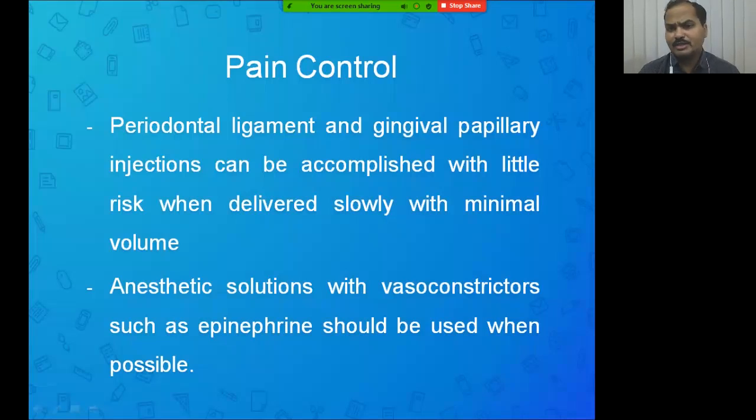Then the periodontal ligament and the gingival papillary injections can be given with little risk when they are delivered slowly, with minimal volume and very little in quantity. So the anesthetic solutions with vasoconstrictors such as epinephrine should be used whenever possible.